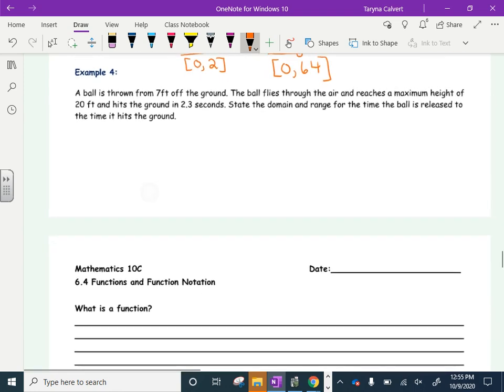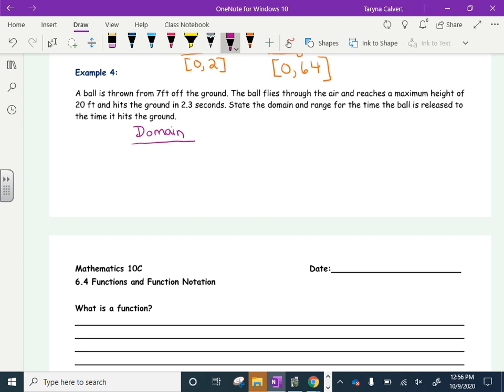All right. So example 4 just says the ball is thrown from 7 feet off the ground. The ball flies through the air and reaches a maximum height of 20 feet and hits the ground in 2.3 seconds. State the domain and range for the time the ball is released to the time it hits the ground. So again, our domain. So what's our domain? 0 to 2.3. And what kind of brackets? So time the ball is released to hit the ground.